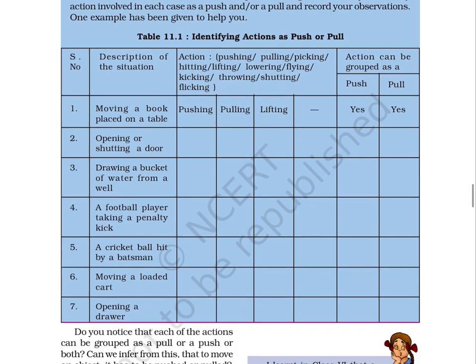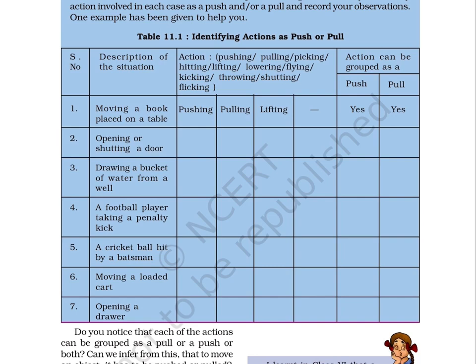Table 11.1: Identifying actions as push or pull. The table has four main columns. The first one is for serial number, the second for description of the situation, the third is to describe the action, which could be either pushing, pulling, picking, hitting, lifting, lowering, flicking, kicking, throwing, shutting, or flicking. The fourth is action can be grouped, with subcolumn 1 push and subcolumn 2 pull. Now, serial number 1, description of the situation: moving a book placed on a table. Action: pushing, pulling, lifting. Action can be grouped as a push, yes; pull, yes.